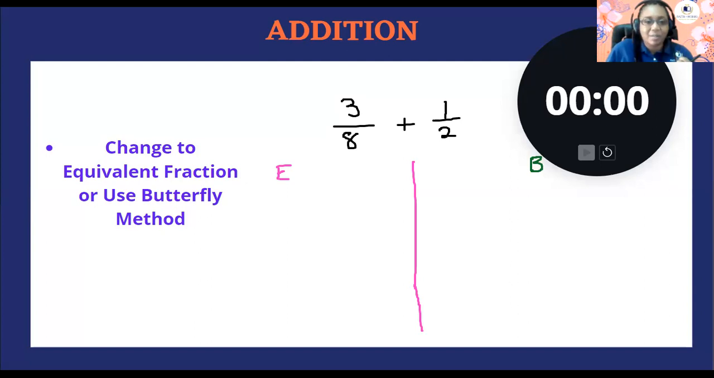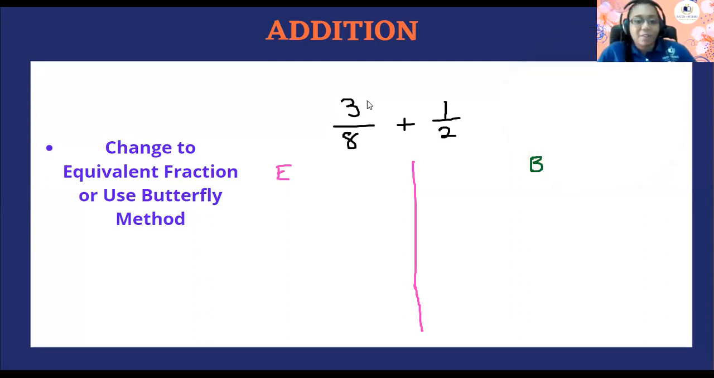I saw the answer. So let's solve them using the two methods. Let's look at the equivalent method now. We have to change both of them. Well, not necessarily. With the equivalent method, that means we're looking at the denominators, and we're going to change them so they have the same denominator.